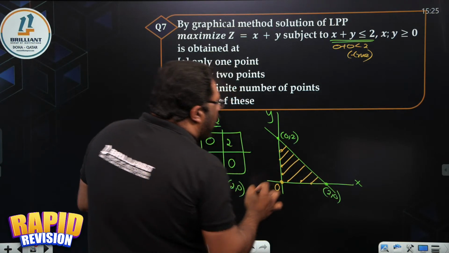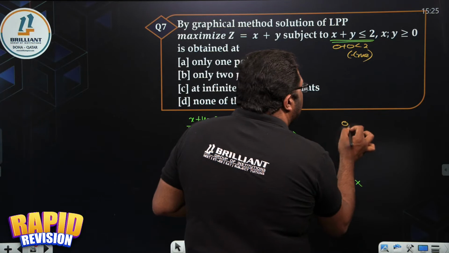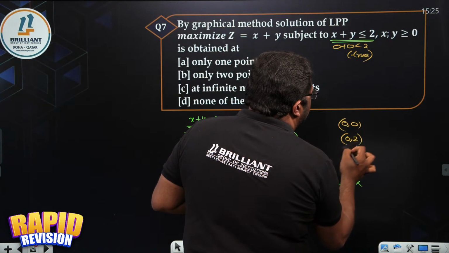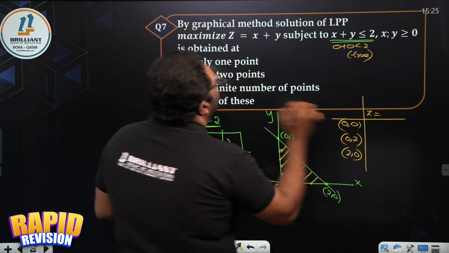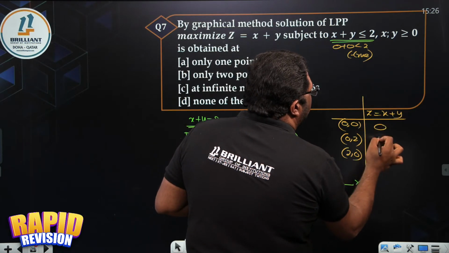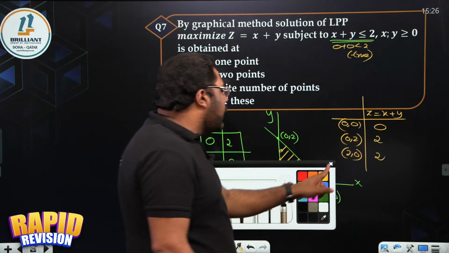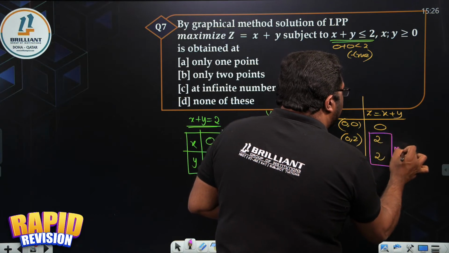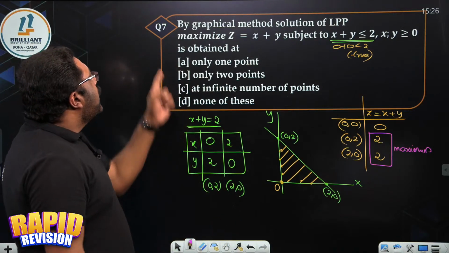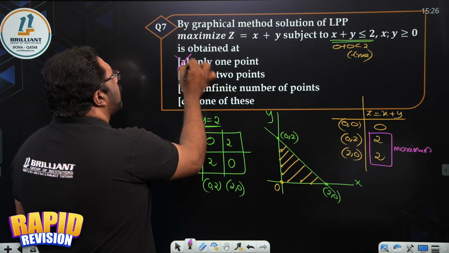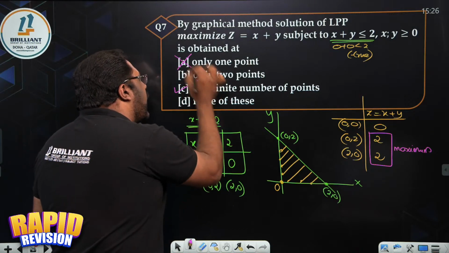And I have 3 corner points. What are the 3 corner points? (0, 0), (0, 2), (2, 0). Get the value of z in each case: x plus y gives 0, 2, 2. I want the maximum, and you can clearly see the maximum occurs at 2 points. 2 optimal solutions. Obtained at only 1 point? Wrong. Obtained at only 2 points? Maybe right, but this is my answer.